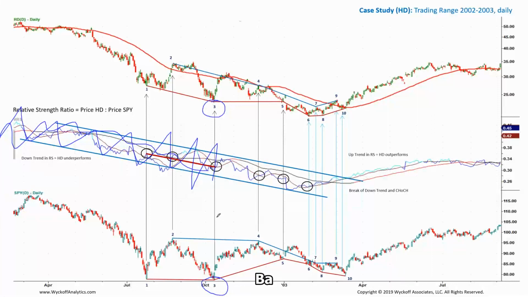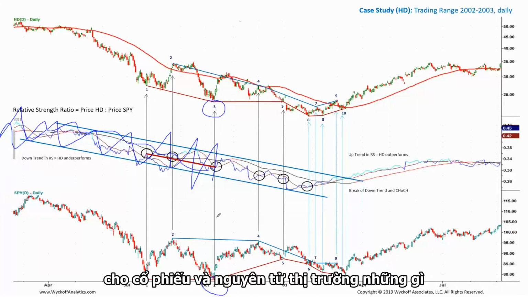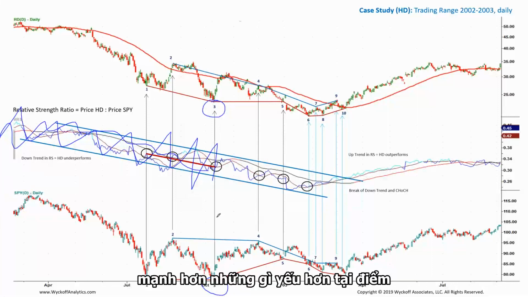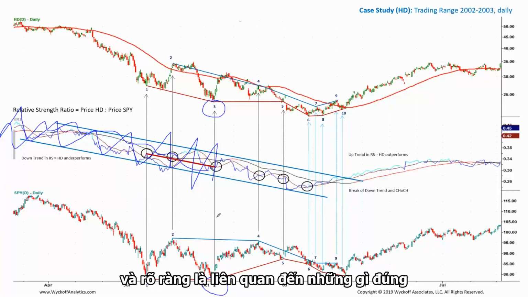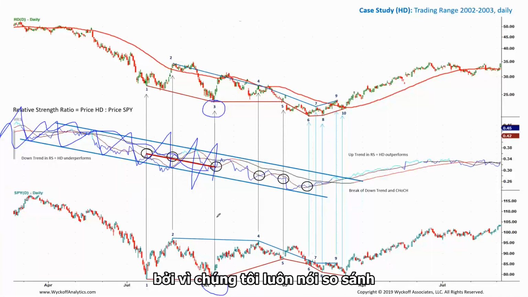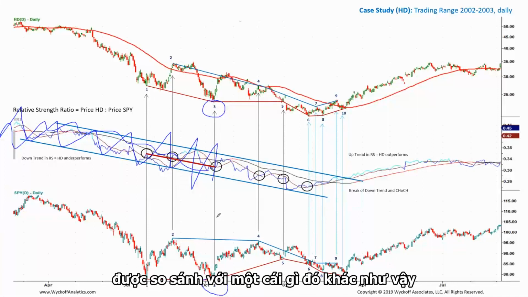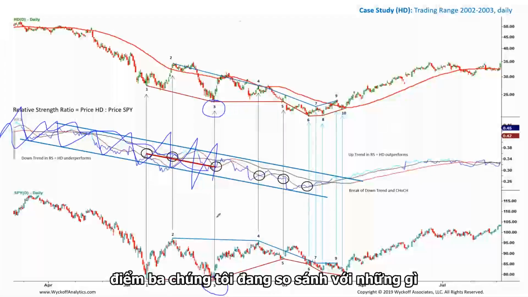So at point number 3, looking just at two price data points for the stock and the market, Adam, what is stronger, what is weaker? At point number 3, not before, not after, just at point number 3. And obviously relative to what, right? Because we always would say comparative analysis. So this means being compared to something else. So at point 3, we're comparing to what?